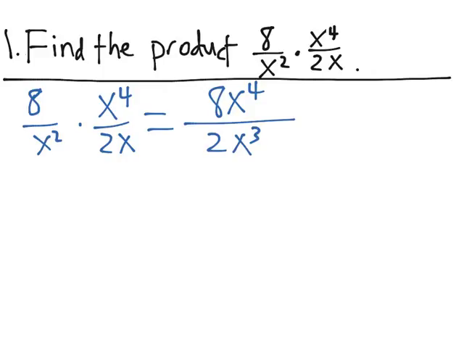First, let's start with the numbers. We have an 8 in the numerator and a 2 in the denominator. And we know that 8 divided by 2 is 4, so we can cancel that and just get a 4. And then we have x to the fourth divided by x to the third. 4 minus 3 is 1, so we're left with x in the numerator and no denominator. So the final answer is 4x.